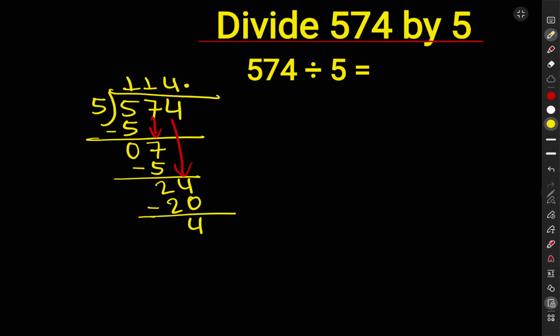So we take a decimal here so that we put 0. So it is 40 and 5 times 8 is 40. On subtracting, we get 0.